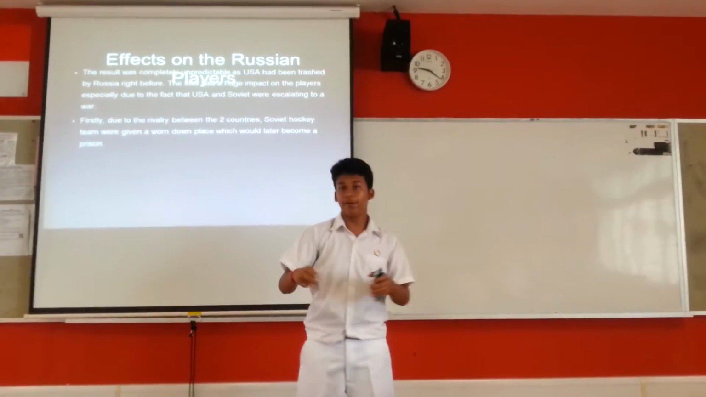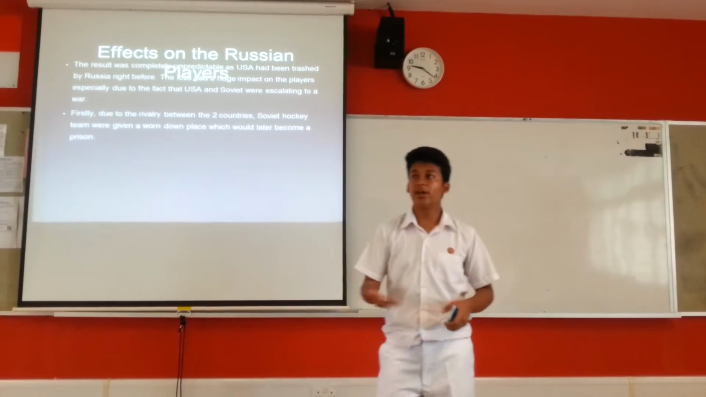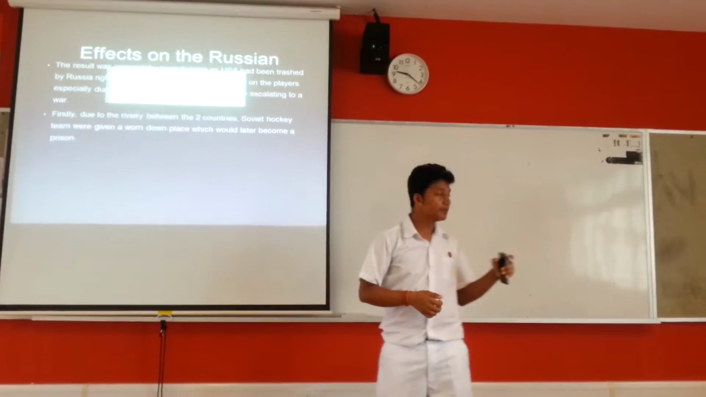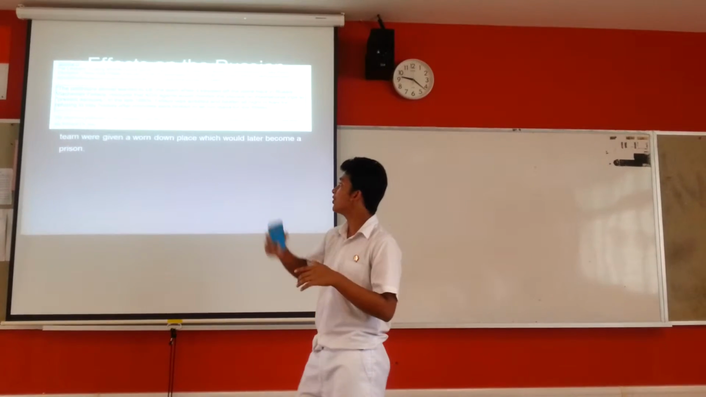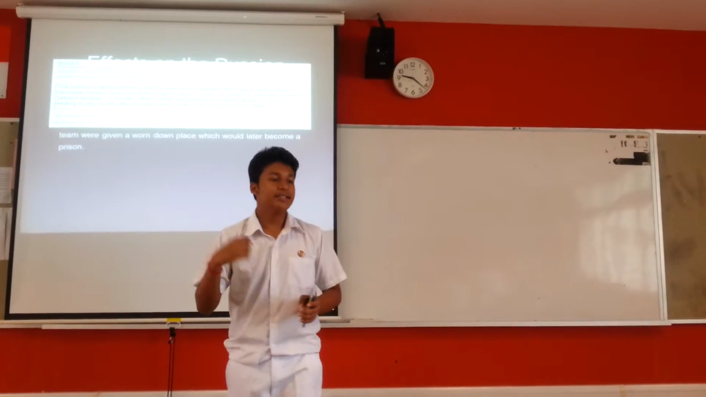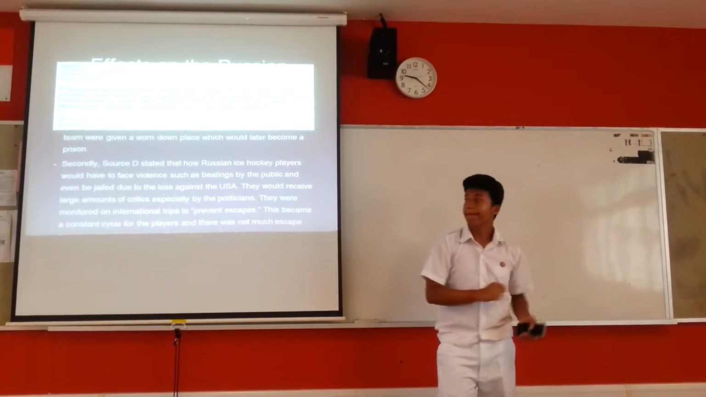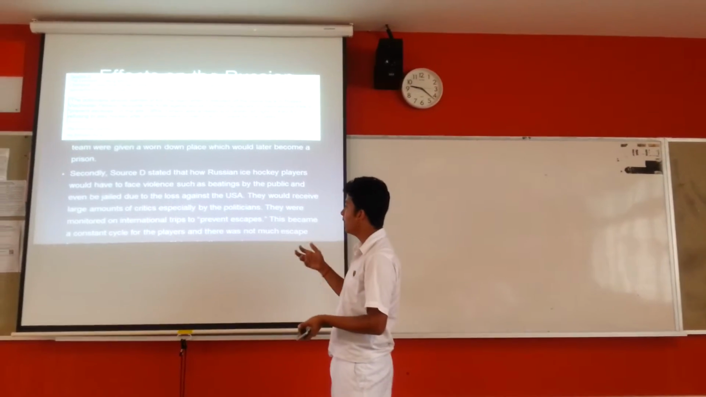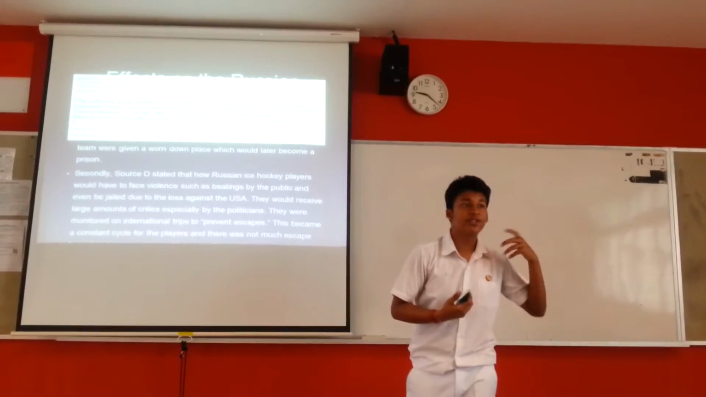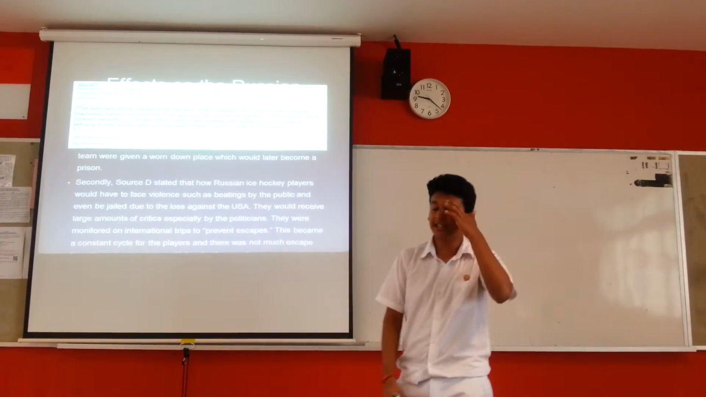Firstly, due to the rivalry between the two countries, the USA actually offered something like a prison to Russia to stay in during the matches. And then there's one source which I'm giving you, source D, which shows how the politicians wanted to kill people and how Russians would get beaten up day in, day out because of the loss. They weren't treated with respect and nobody really cared about them. They were monitored on international trips to prevent escape. This is how much the Russian government didn't even trust them just because they lost a match, which, to be honest, was actually a big deal.